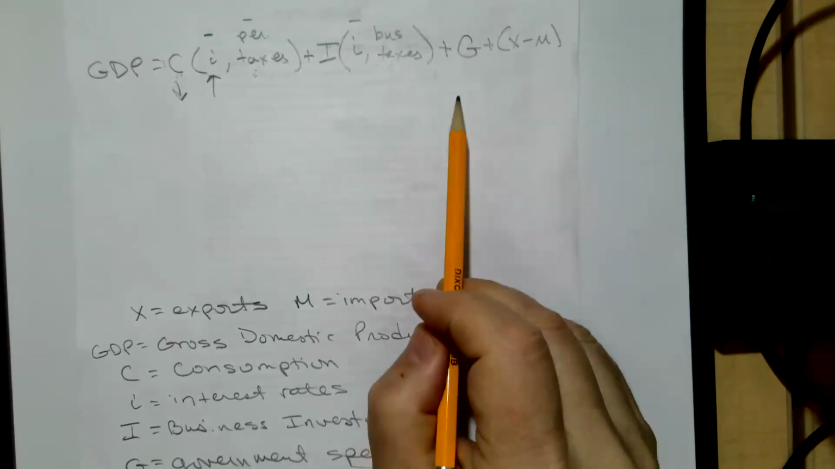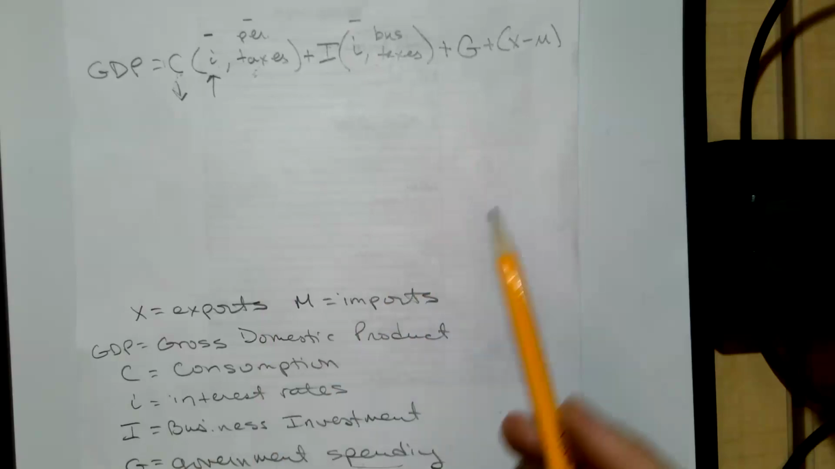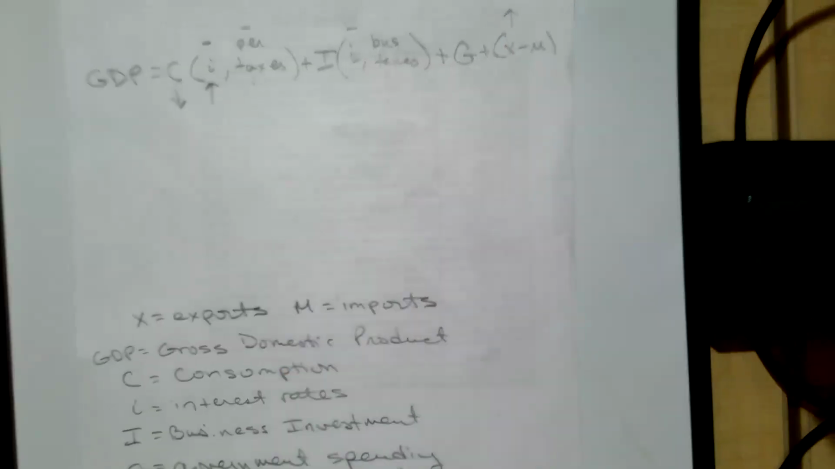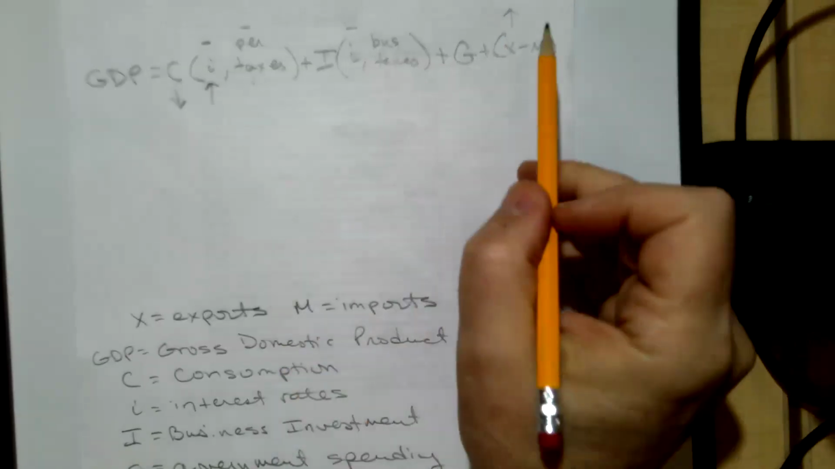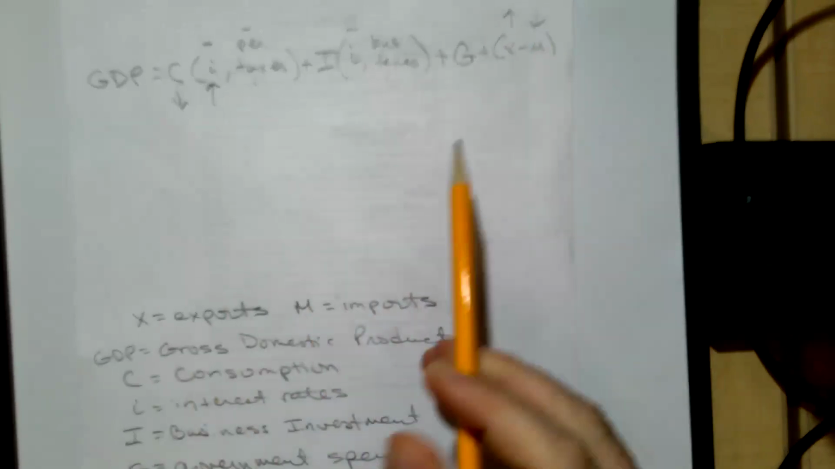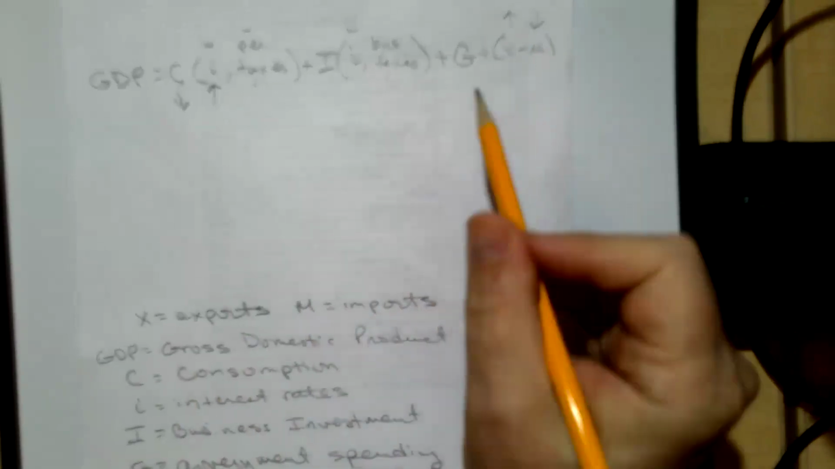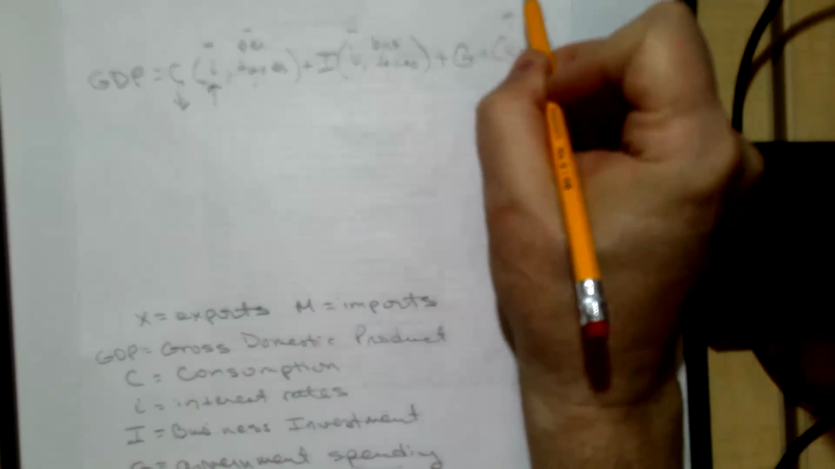Is a weak dollar good for GDP? Well, look, more exports, so more on the positive side, less imports, less money leaving our country. And so this is from a, let's write this down, weak dollar.